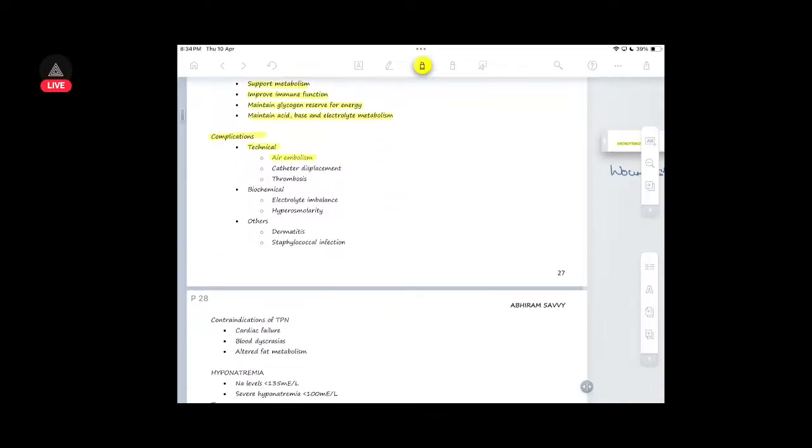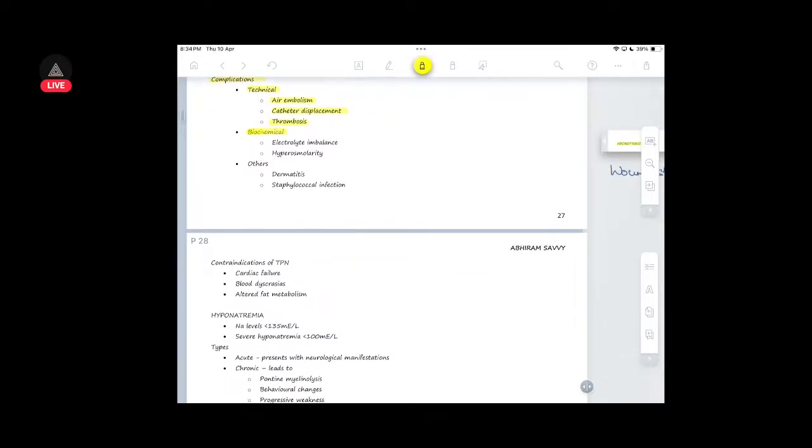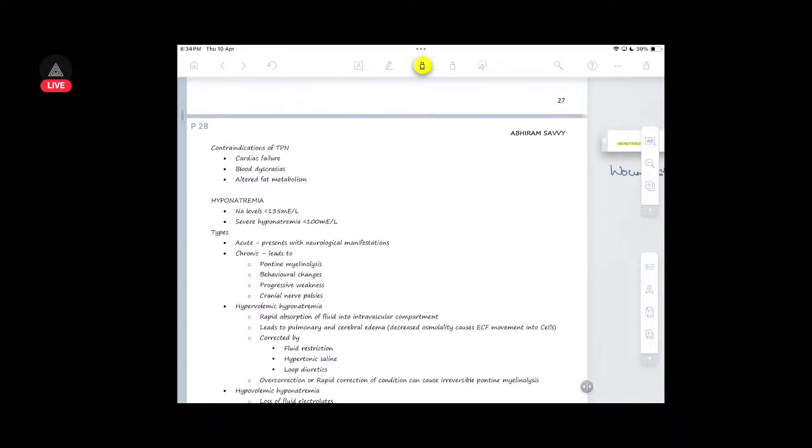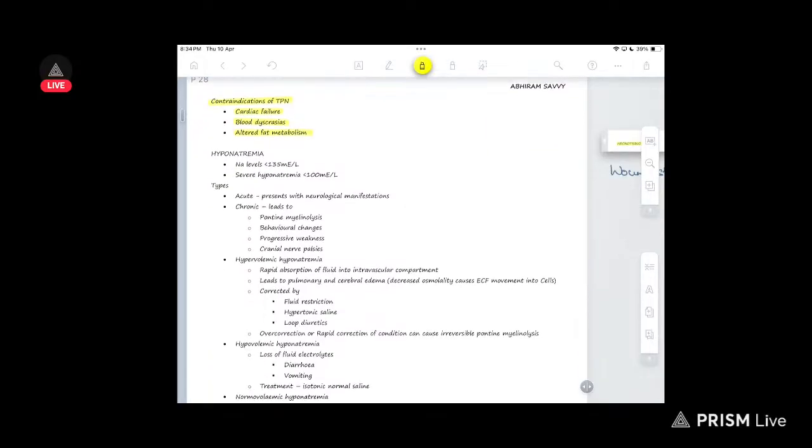Complications: technical, where air embolism may occur, catheter displacement may occur, and thrombosis may occur. Biochemical: you may have electrolyte imbalance and hyperosmolality. Others: you have dermatitis and staphylococcus infection. Contraindications of total parenteral nutrition: cardiac failure, blood dyscrasias, and altered fat metabolism may be seen.